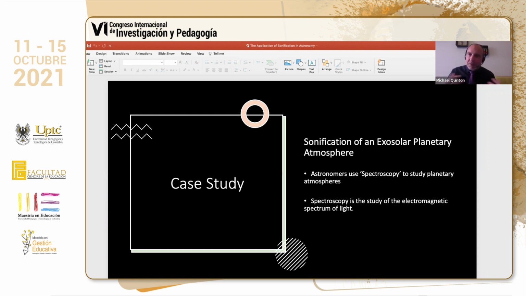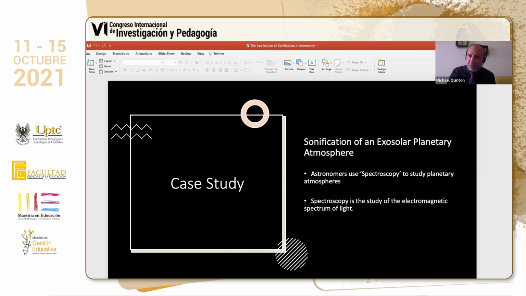And they look for similar conditions like this when they observe exosolar systems to see whether it's possible that there is extraterrestrial life which is similar to ours in other solar systems. So one of the things they do is they study the atmospheres of these solar systems. And to do that, they use a technique called spectroscopy.